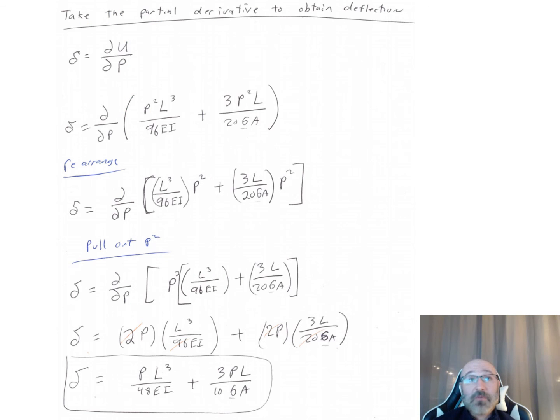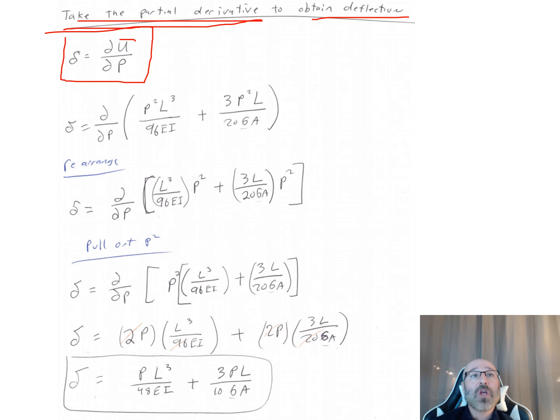So as we mentioned before, our procedure for analysis, what we're going to do next is take the partial derivative of this to obtain our deflection. So we have this relationship here that our deflection is equal to the partial of our U with respect to P. So we do that. Delta is equal to d over dP of that whole value for U, which is our P squared L cubed over 96 EI plus 3P squared L over 20GA. So now we see the importance of why we want to simplify this down. Doing that partial when it was a larger term like that would not have been great.